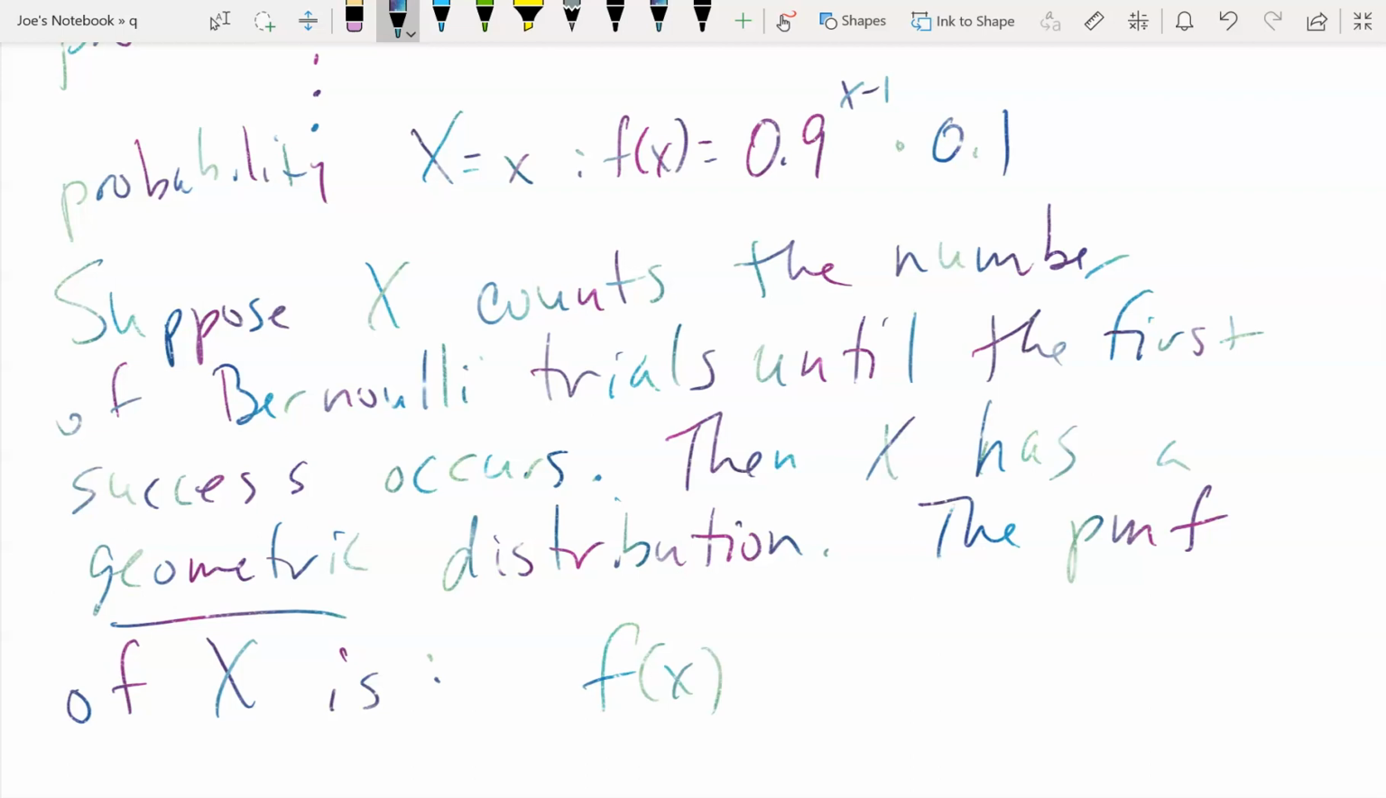So what does the x minus 1 represent? Failures, right? The number of failures in a row until the success. So if we use P for the probability of success, like we do for our binomial, what would the 0.9 be in terms of P? The 1 minus P, right? So for the PMF then, this would be 1 minus P to the x minus 1 times P.